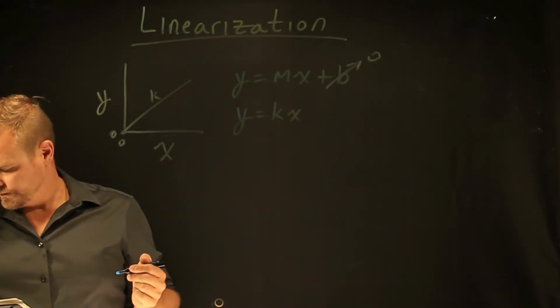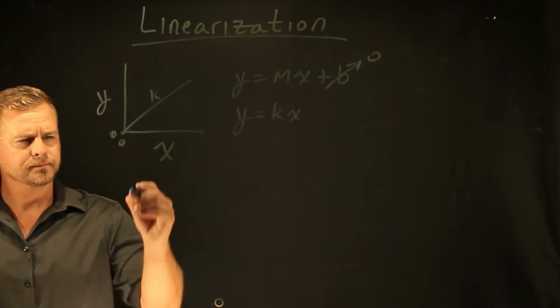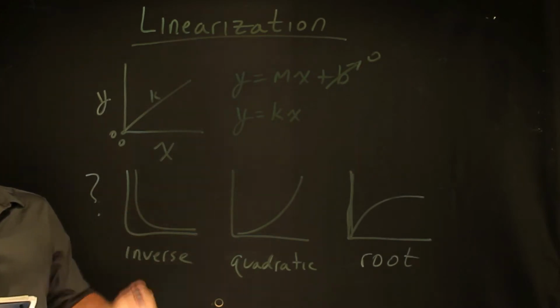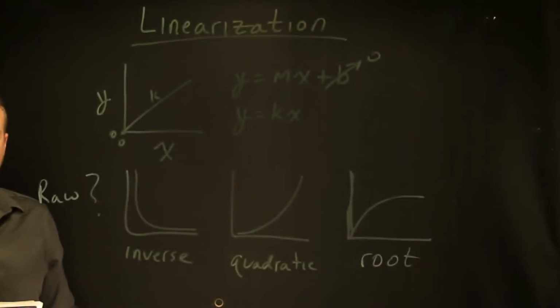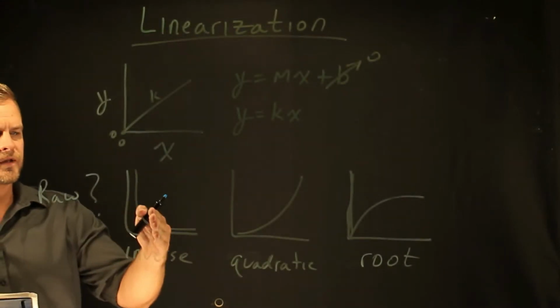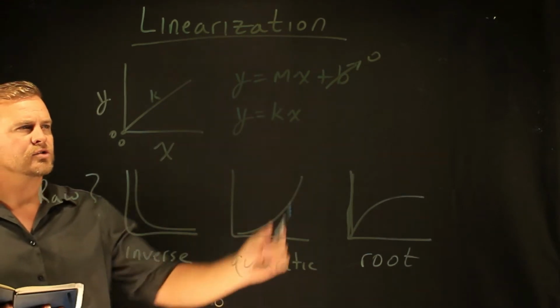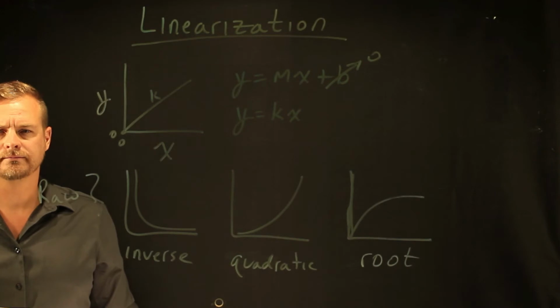Well, what do you do if the slope is not linear? These are called the raw equations. And what we're going to do is we're going to show you how to turn these into a linearized line so that you can calculate the slope and plug it into a real-world equation.